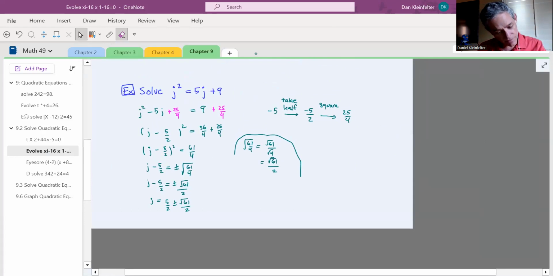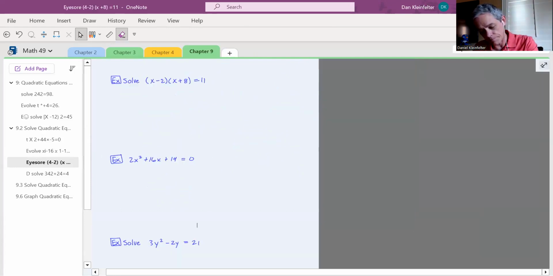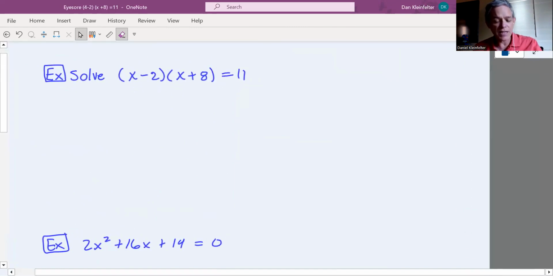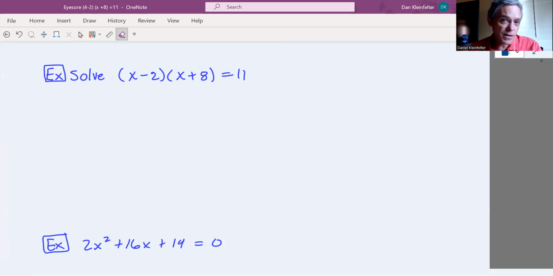All right, we have a couple more examples to try. So for this one, we have x minus 2 times x plus 8 equals 11. And at first, it might be tempting to think zero product property and go, okay, well, it's 2 and negative 8. But it doesn't work that way because the right side is 11, not 0. We have a zero product property. We don't have an 11 product property. So don't fall into the trap that we set for you.